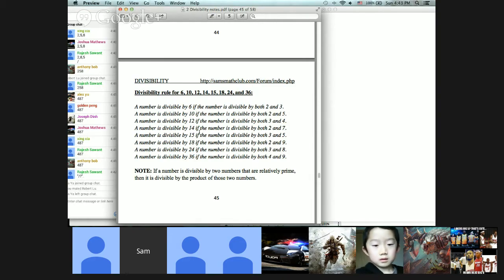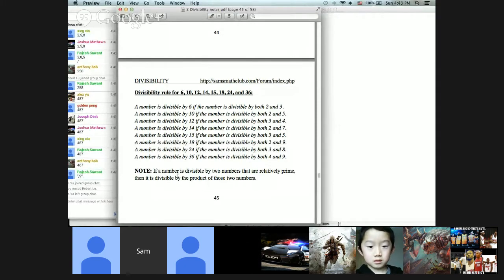So basically, if a number is divisible by two numbers that are relatively prime, it is divisible by the product of these two numbers. Like right here, if it's divisible by both 2 and 7, then it's going to be divisible by 14. You could go backwards and say if it's divisible by 14, then it is divisible by 2 and 7. So again, if a number is divisible by two numbers that are relatively prime, then it is divisible by the product of these two numbers.